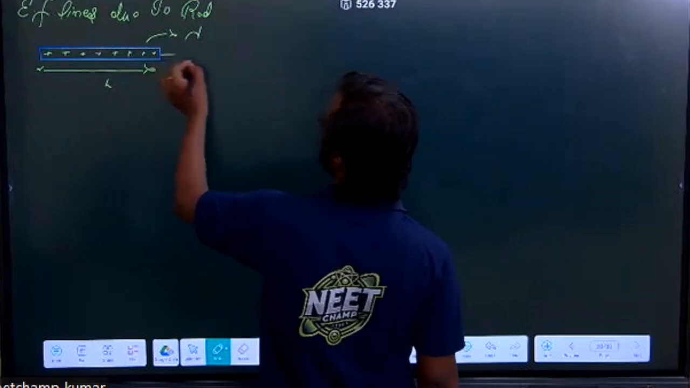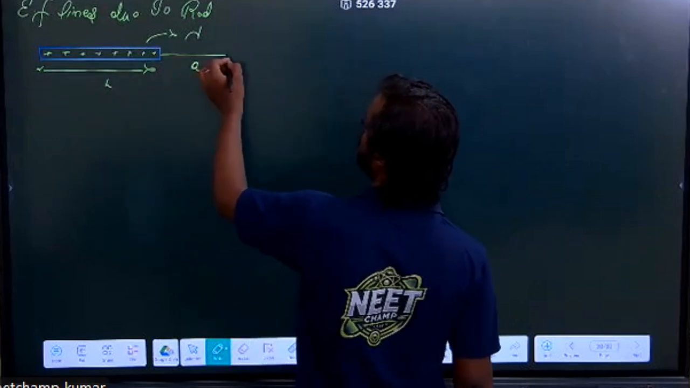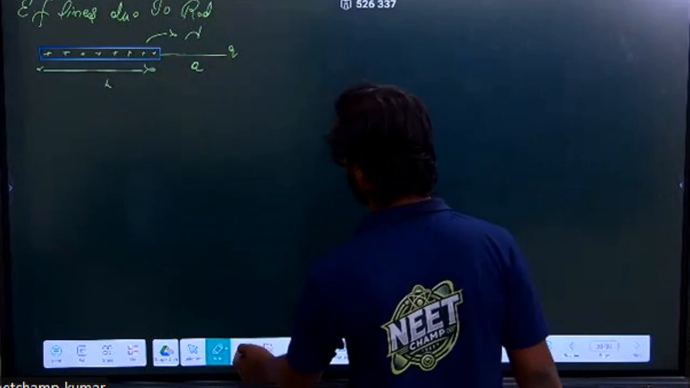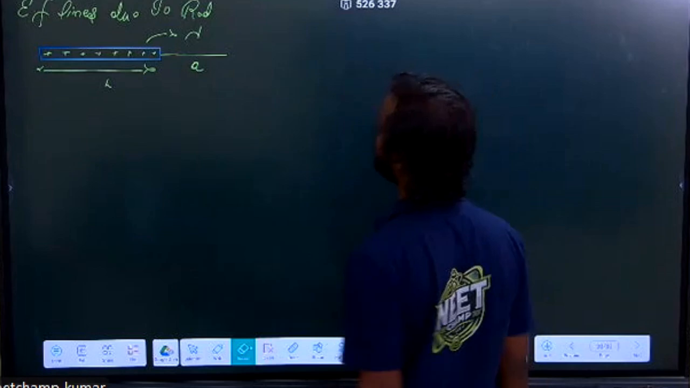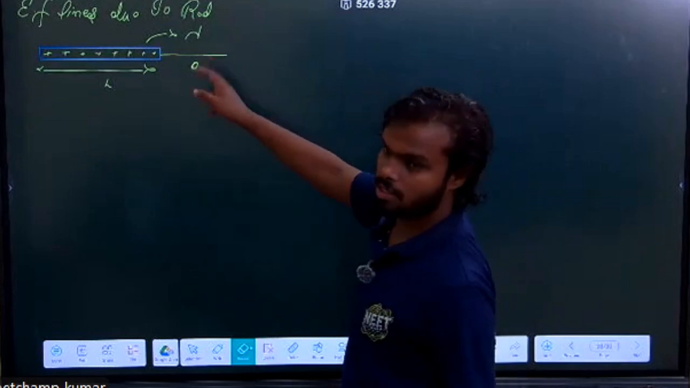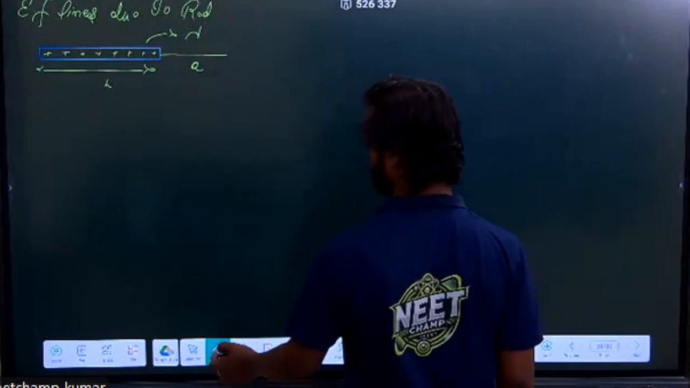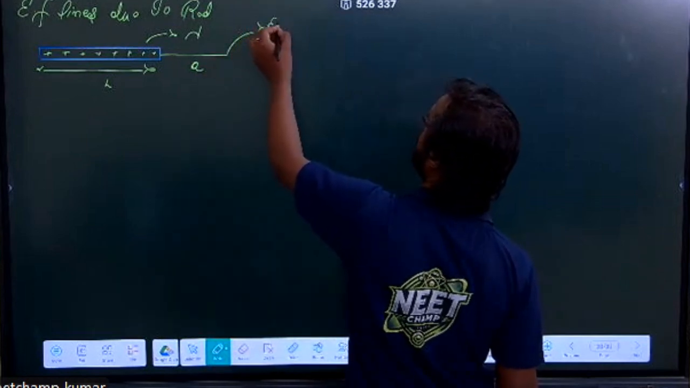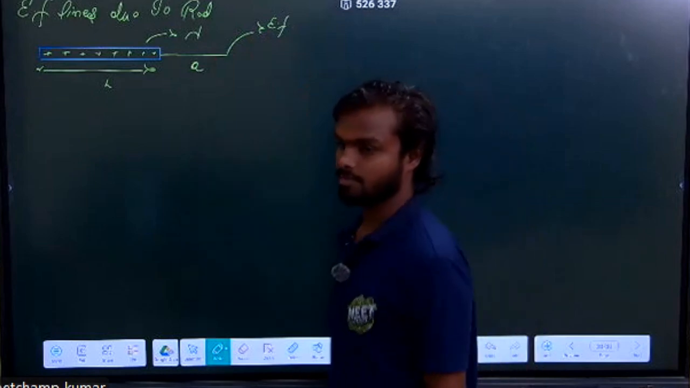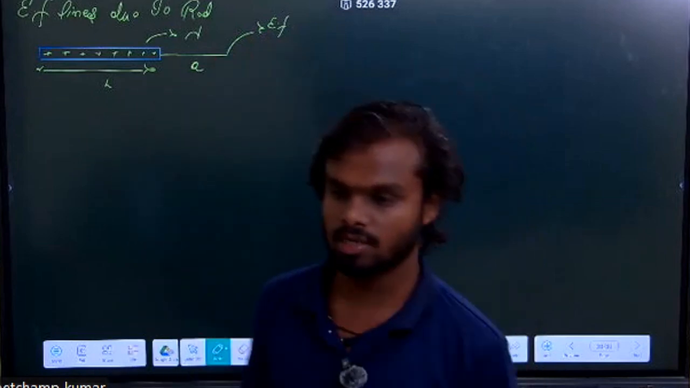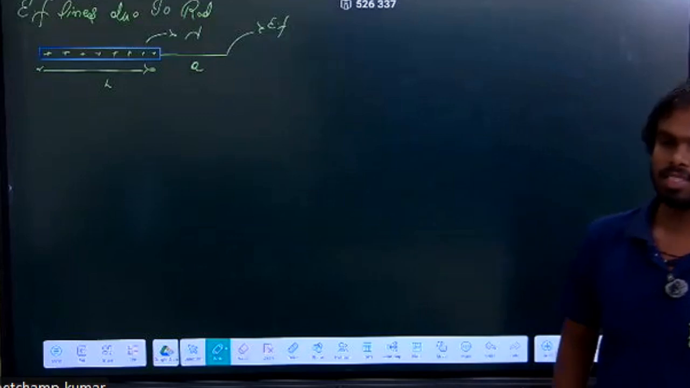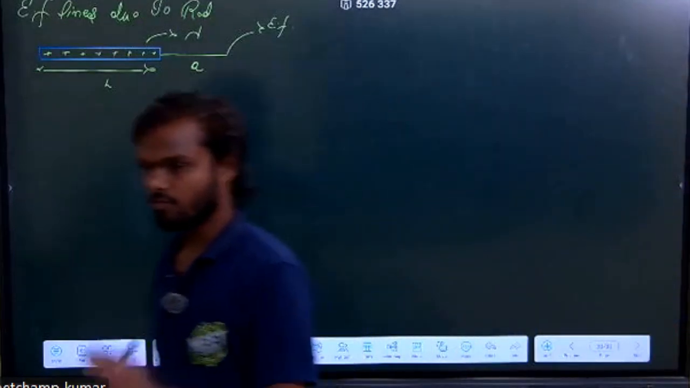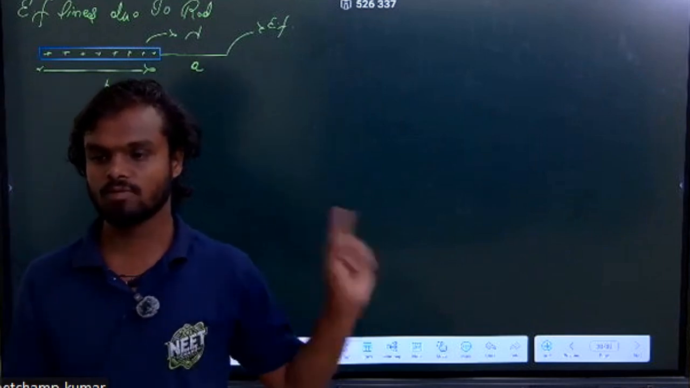We have also given the length. Earlier, at this point A, I asked what is the force between these two. Now I am asking what will be the electric field at this point. Are you getting my question? Can you calculate it? What do we have to do to calculate that electric field?